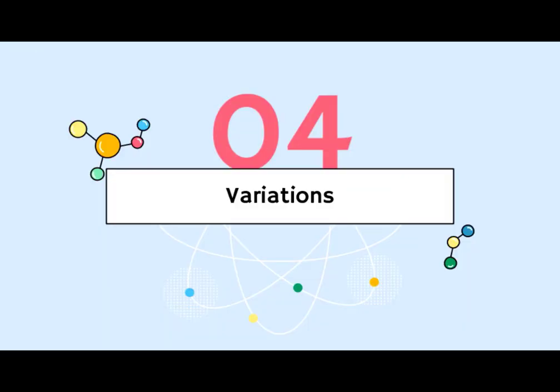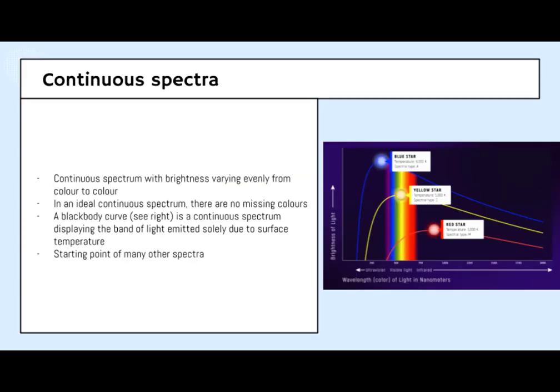Now, I'll talk about the variations on spectroscopes and spectrums. Firstly, there's a continuous spectrum, which is the starting point of many other spectrums. A continuous spectrum has brightness varying evenly from color to color. In an ideal continuous spectrum, there are no missing colors. A black body curve on the right is a continuous spectrum displaying the band of light emitted solely due to surface temperature. It is the starting point of many other spectrums.